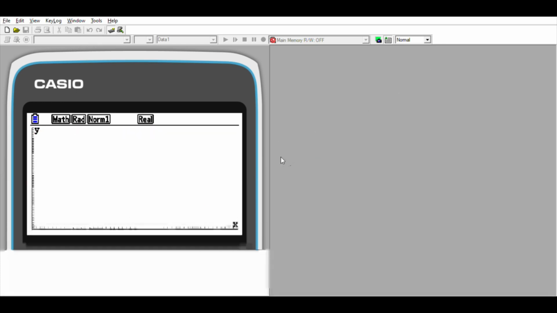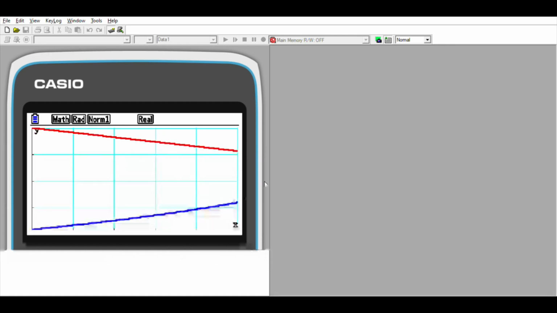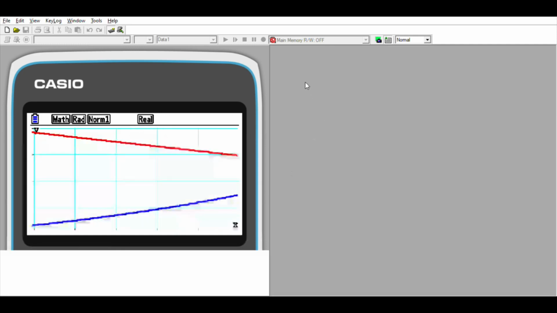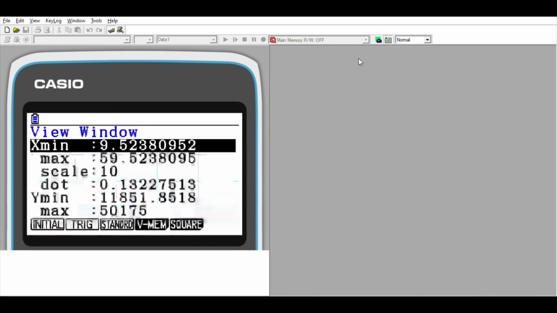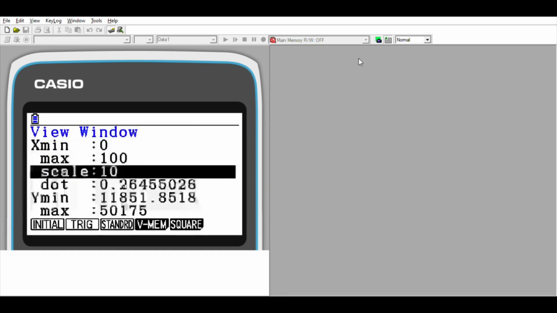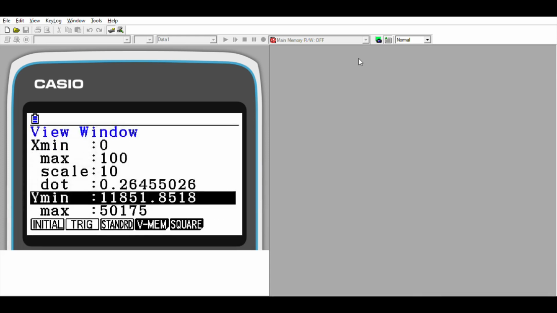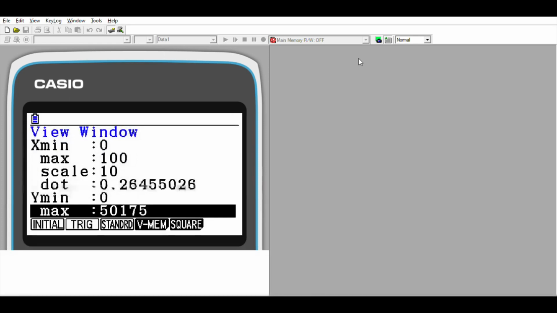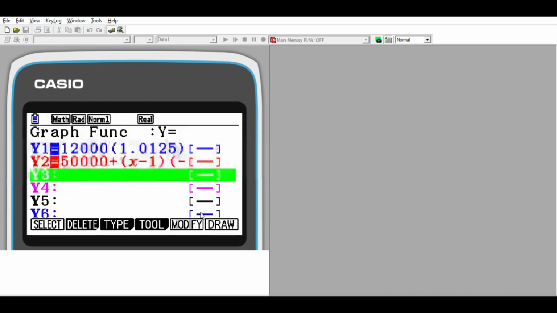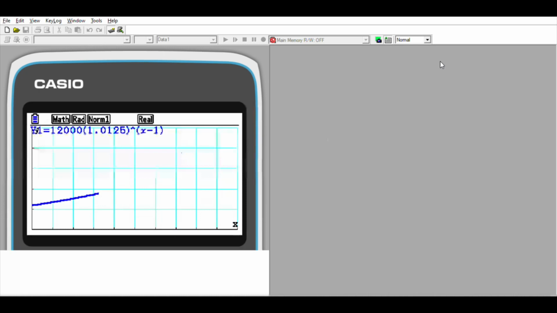and we don't see anything because the zoom is not correct. Let's try zoom auto. There you have it, but we still cannot see the intersection clearly. So we're going to change the window a little bit. For x min we could put 0, x max 100, scale 10, y min we could leave as 0, and the maximum would be 50,000. So we'll go back. Oh, the scale is not correct there. Okay, we can see the intersection already.